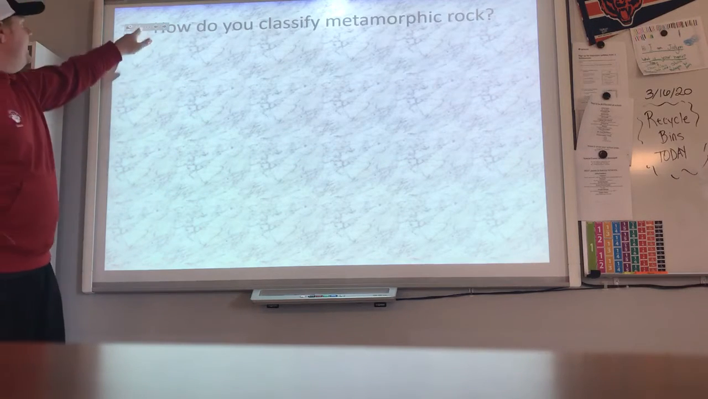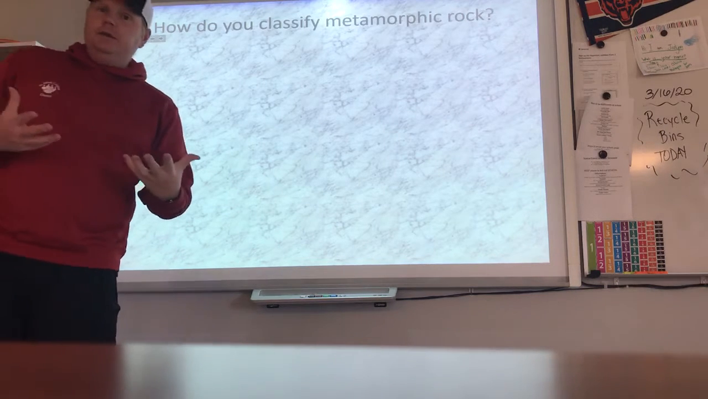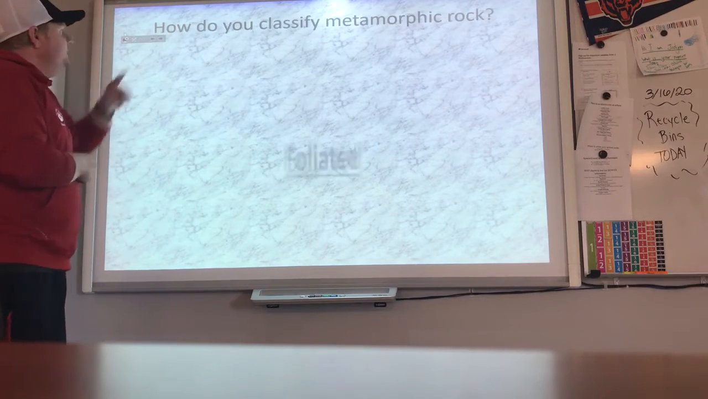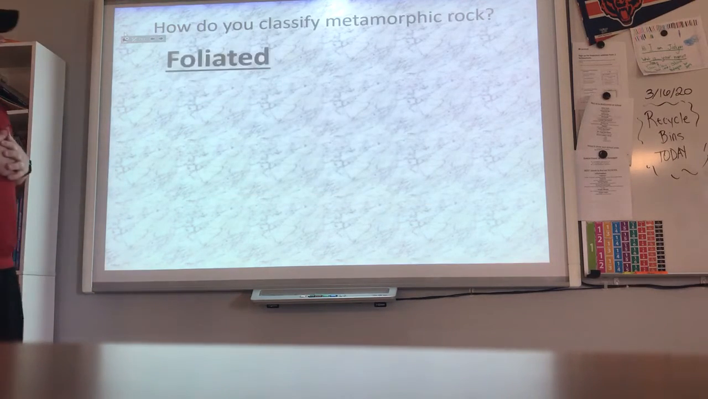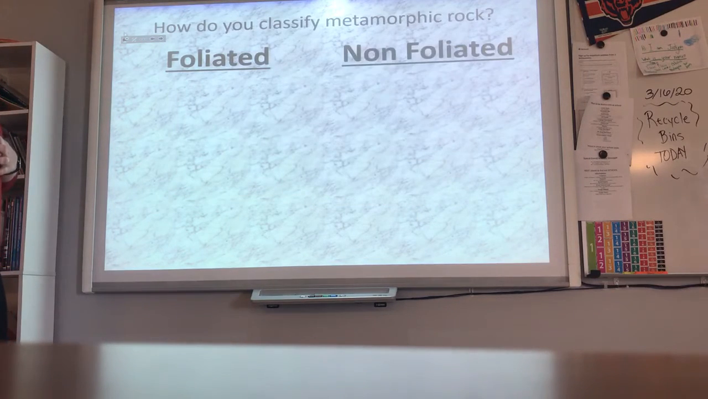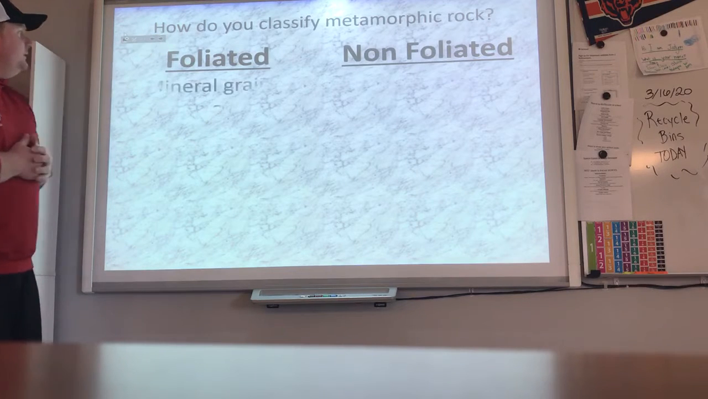Now, how do you classify metamorphic rocks? Remember, igneous was by where they cooled, and we could look at the mineral grains and the crystal types and all that. With these, we decide if they're foliated or non-foliated. One is going to have something that the other one doesn't have. That's the extent of it.